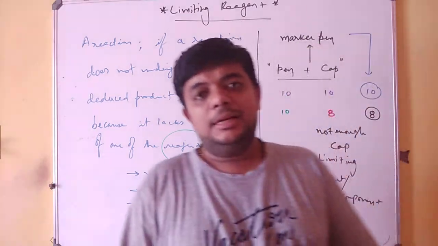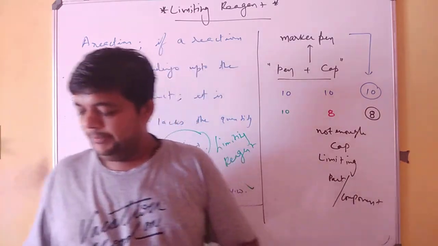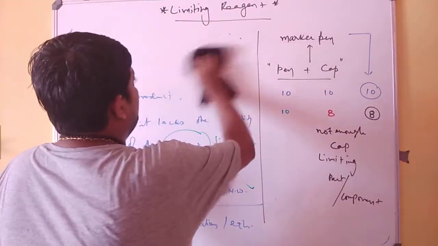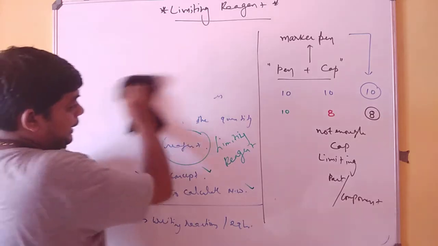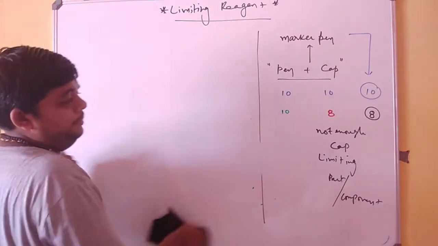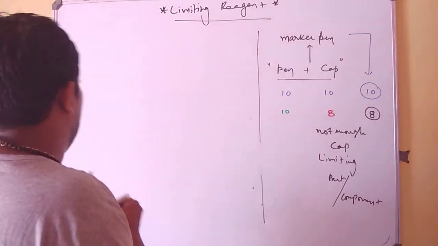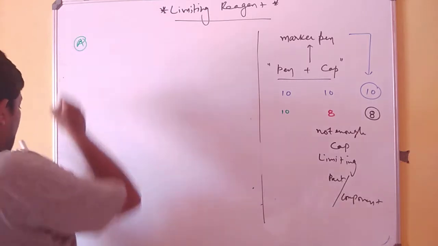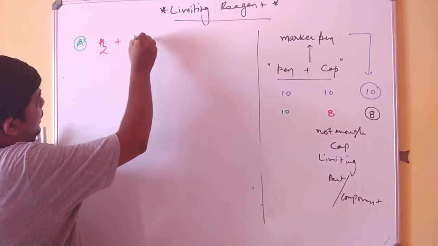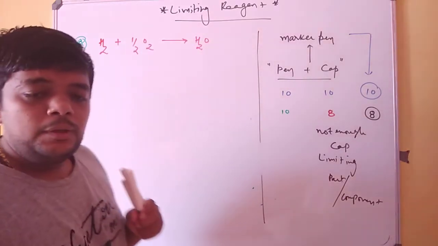Now let us start with limiting reagent by taking a very simple example. Friends, viewers, subscribers, while learning limiting reagents, examples are quite important, and I am going to take a number of examples today. Let us see, if I say H2 plus 1/2 O2 gives H2O. This is my equation.